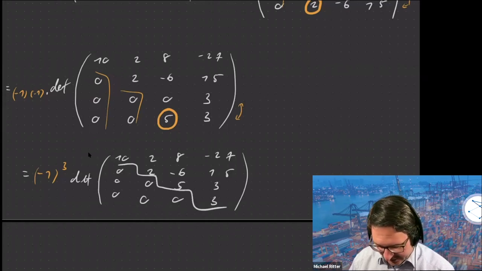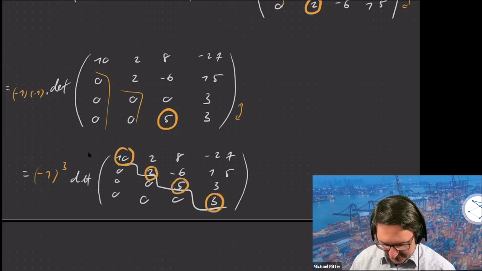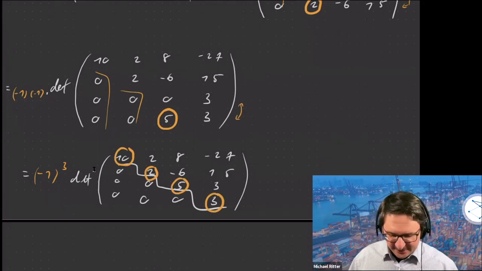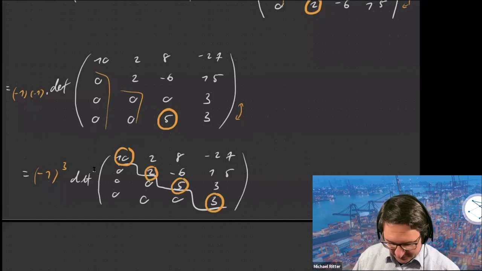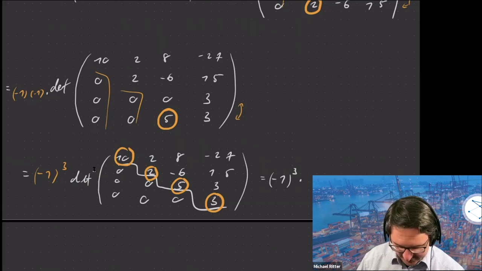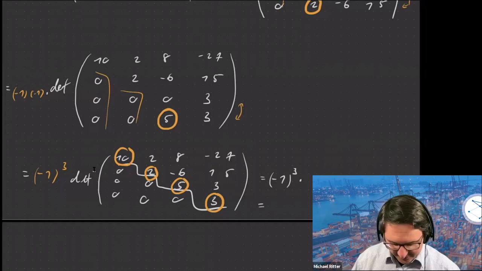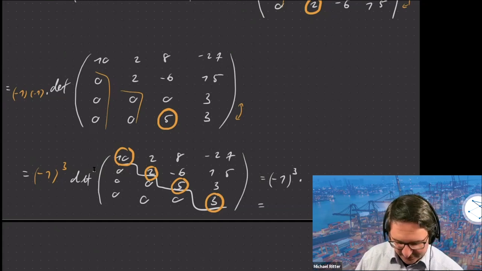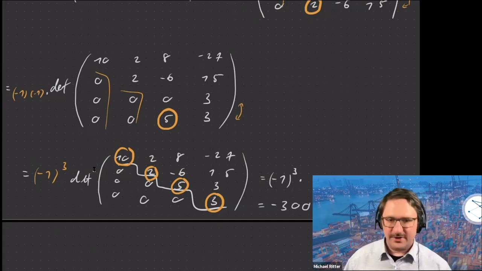And the entries on the diagonal are these here, 10, 2, 5, and 3. So what we get here, as the value of the determinant, is minus 1 to the power of 3, times, and that determinant is then 10 times 2 times 5 times 3. So the value is 10 times 2 times 5 is 10. So 10 times 10 times 3, that's 300. And a minus sign, minus 300 is the right value.